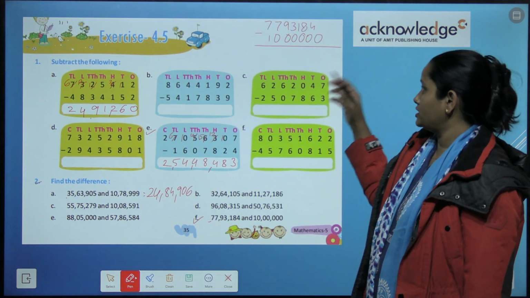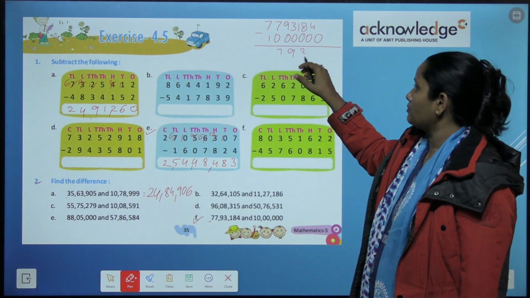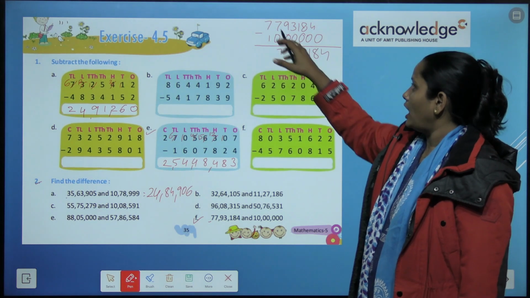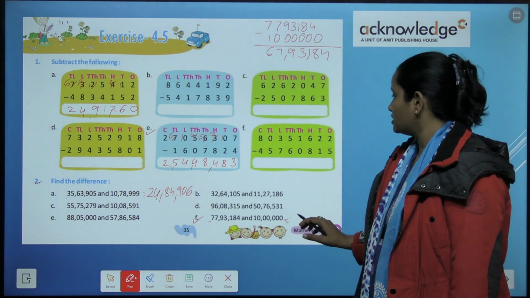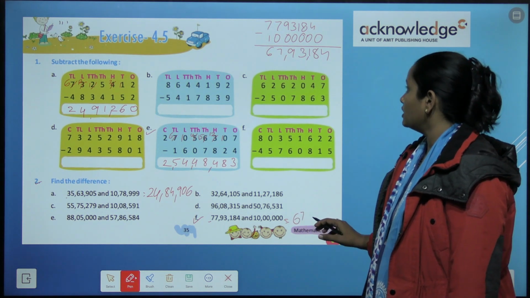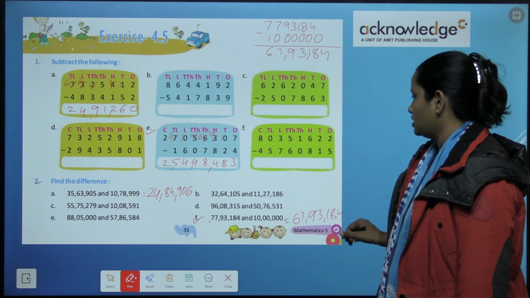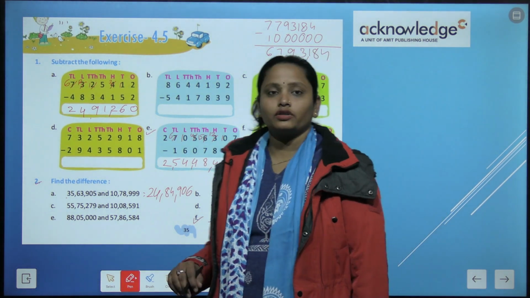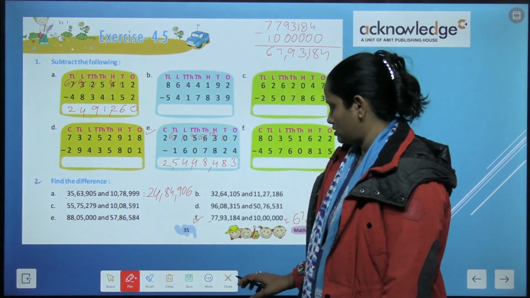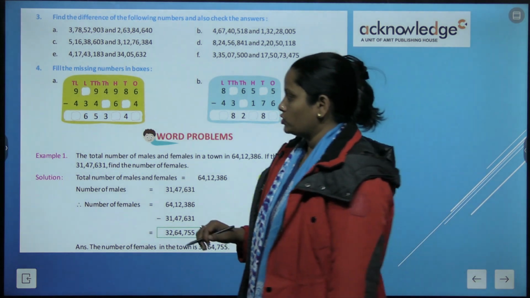Now, नीचे के सारे numbers small हैं. So we will get the same number. And 7 minus 1 is 6. So here the answer is 67 lakh 93,184. So similarly, you have to find the answer of the rest of the questions that are given here. I hope this is clear to you. Now let's move on to question number 3.